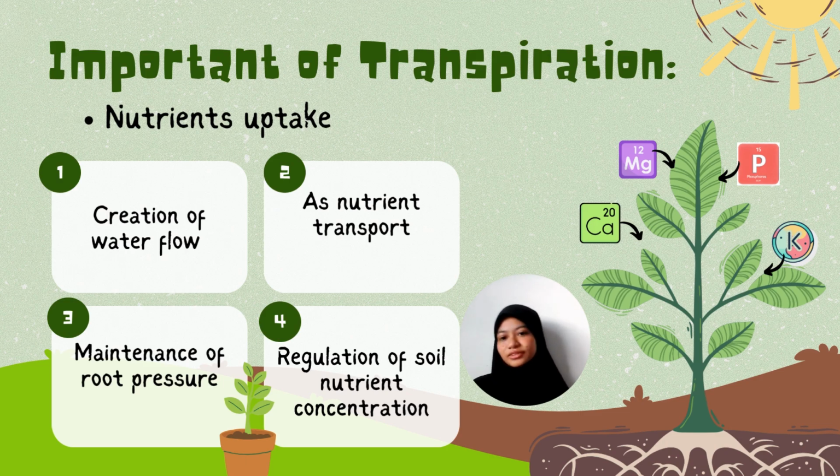And the last is the regulation of soil nutrient concentration. Transpiration helps regulate the concentration of nutrients in the soil. When plants lose water through transpiration, the soil water is drawn up, which maintains a dynamic balance in nutrients available in the root zone. This helps optimize nutrient absorption.